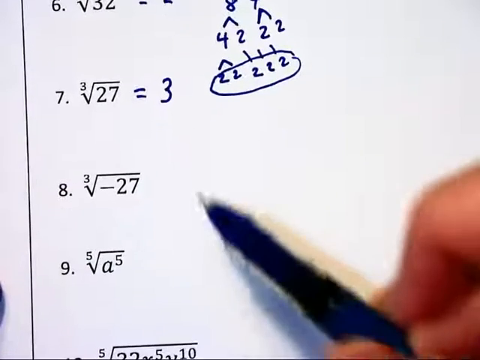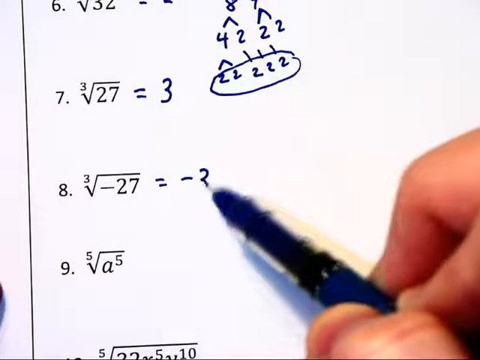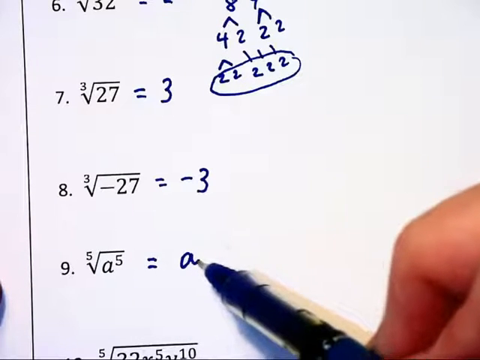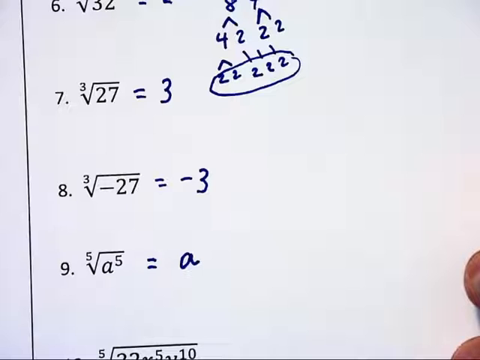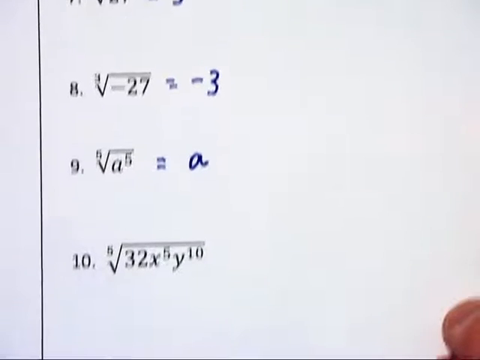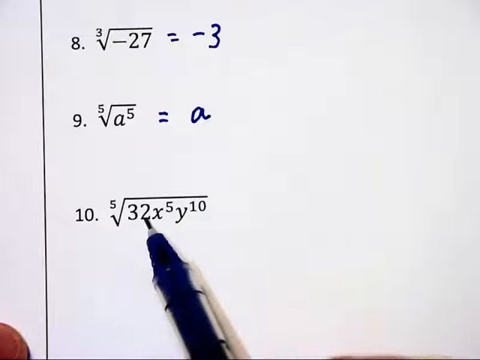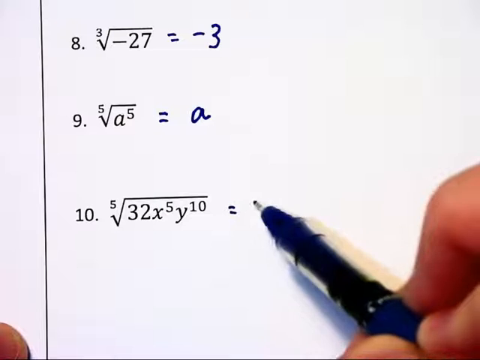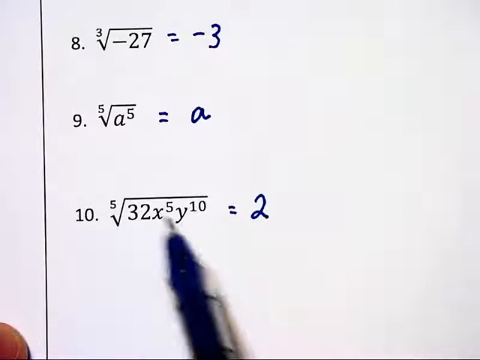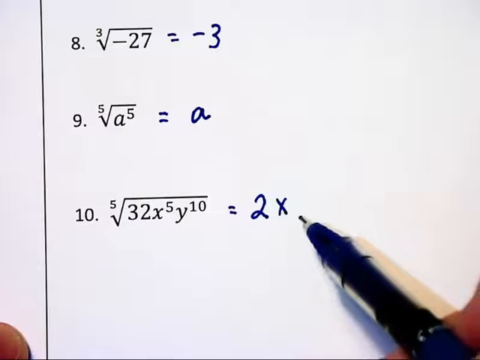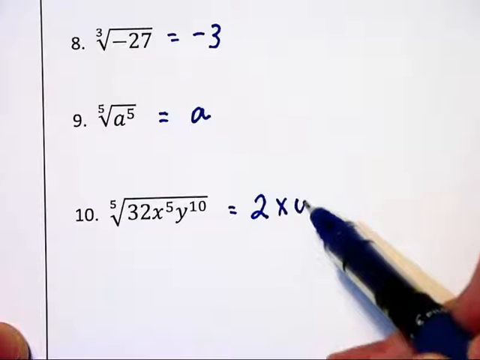The cube root of negative 27 is equal to negative 3. The fifth root of a to the fifth is equal to a, and no absolute values are needed on this variable because the index is odd and a can be positive or negative as it needs to be. The fifth root of 32, we know that that is going to equal 2. The fifth root of x to the fifth will be x. And the fifth root of y to the 10th will be y squared.